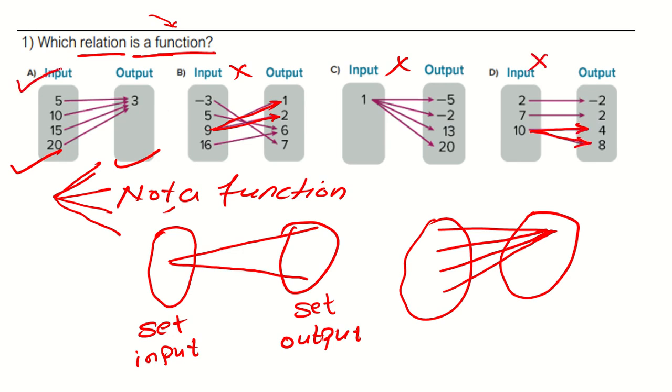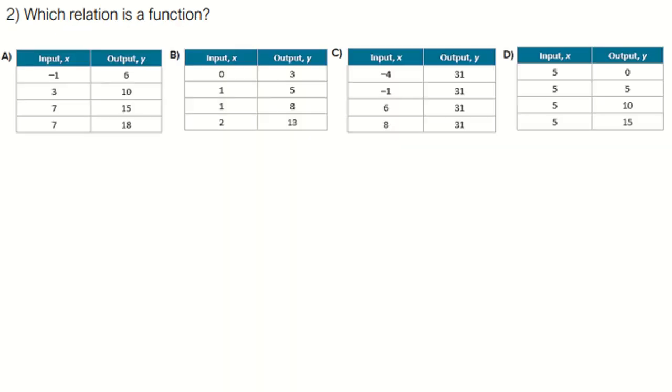So what's the answer? A is the answer, because every different element, 5, 10, 15 and 20, is related with 1. I told you this picture can be possible like this, but not like this. Hope this question is clear to you. Let's go to the next question.